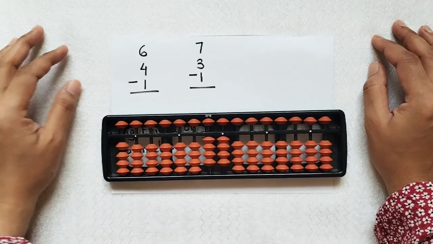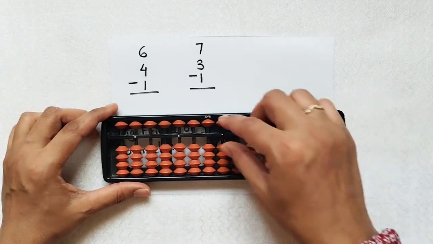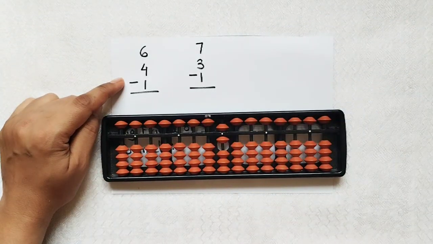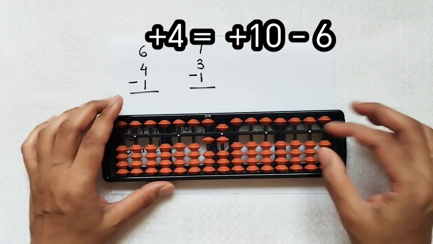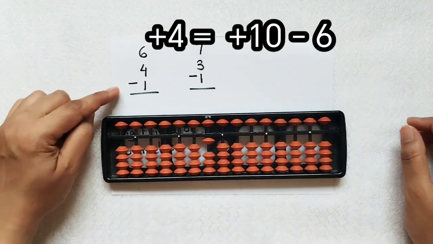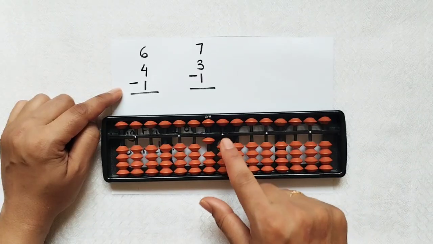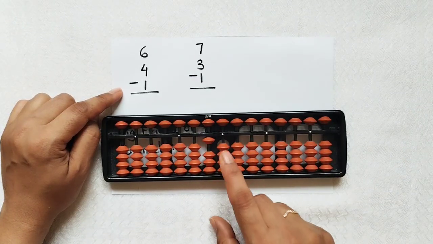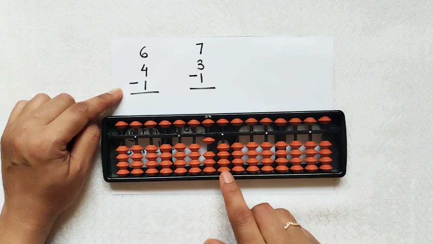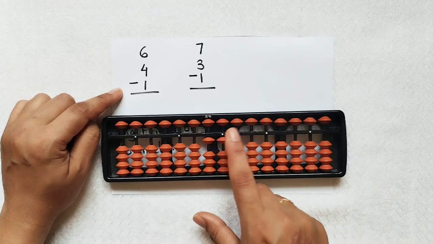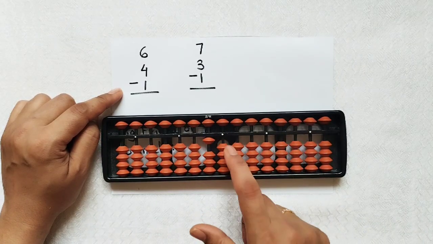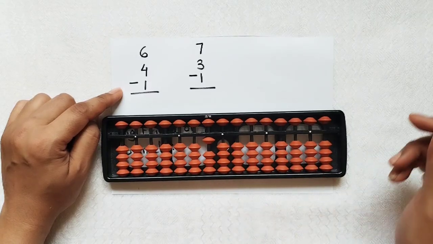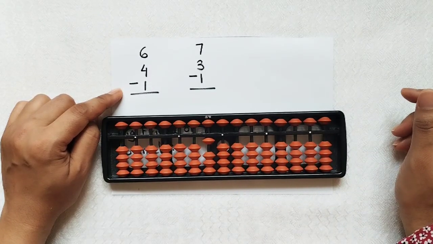So here we have two sums. The first sum is 6 plus 4. Now plus 4, we all know the formula is plus 10 less 6 less 1. Now how will I do less 1 here? We all know the value of lower beads is 1, right? And no lower bead is touching the value bar. So I cannot do direct subtraction. Let me try small friend subtraction.